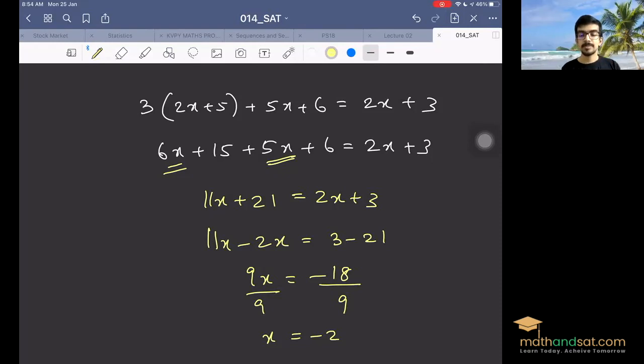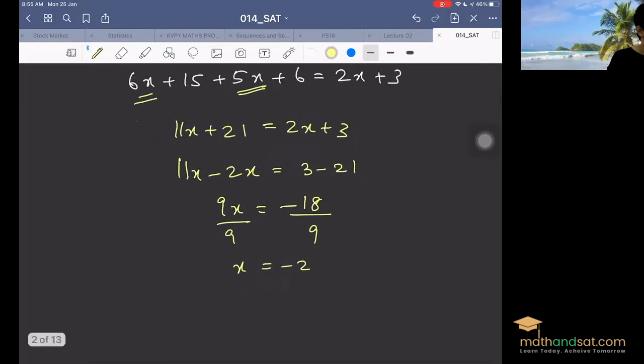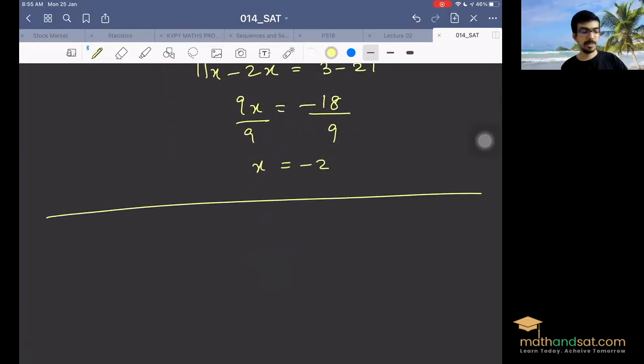Okay, but there is a catch. See, when you're expanding the bracket, that's fine. When you're combining the like terms, that's fine. When you're adding the same numbers on both sides, that is fine. When you're subtracting the same numbers on both sides, that is fine. But when you're multiplying or dividing, there is a small difference. I'll tell you what. Listen carefully. Suppose you have an inequality which says 3 is less than 7. Now, this is a true statement, right?